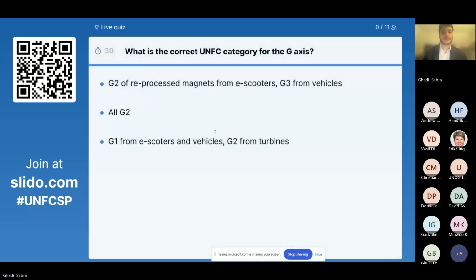Get ready. Again, the project is tackling 3 different streams: from e-scooters, from vehicles, and from turbines. Is it G2 from e-scooters and G3 from vehicles? Are they all G2? Or is it G1 from e-scooters and vehicles, and G2 from turbines? Again, G1 means high level of confidence, G2 moderate, and G3 low level of confidence in product estimates. Time is up.